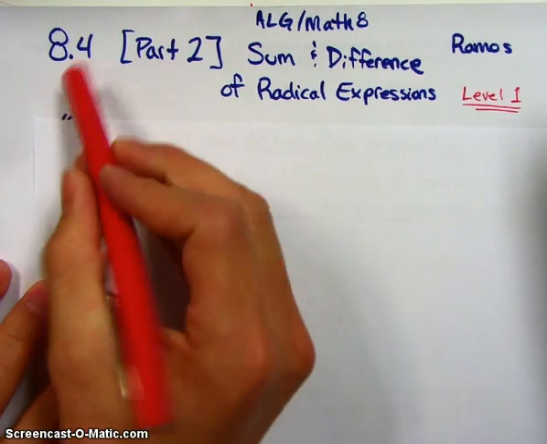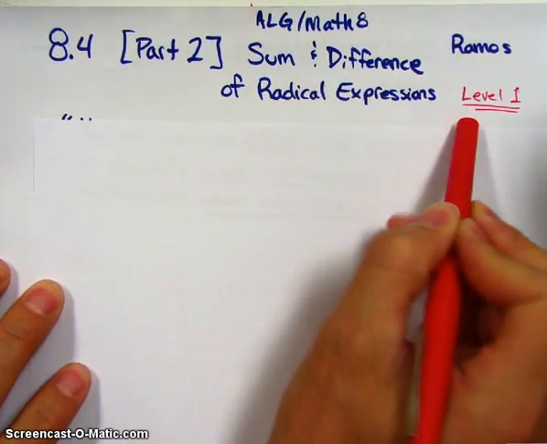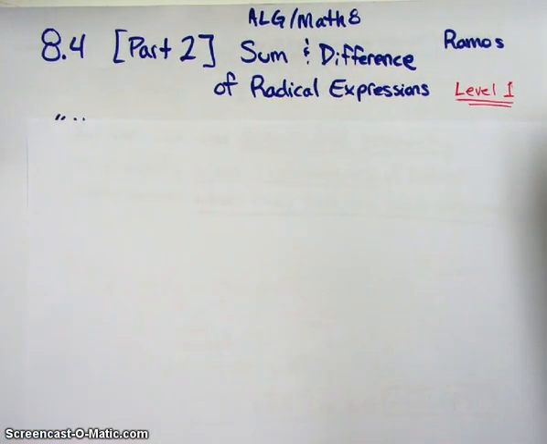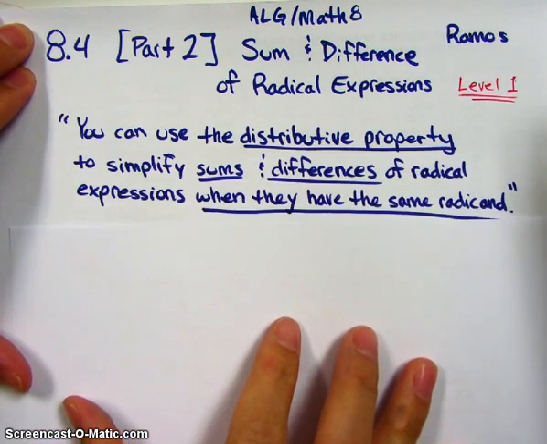Alright, we're doing 8.4 part 2, sum and difference of radical expressions. You guessed it, level 1. So here's what we're going to talk about today.